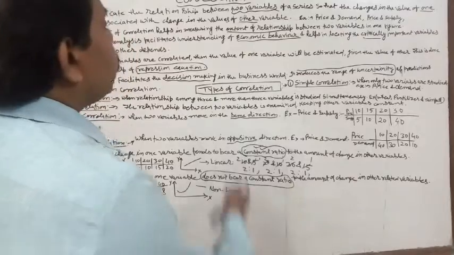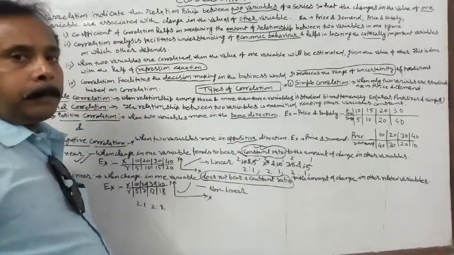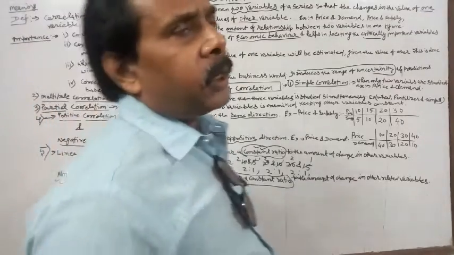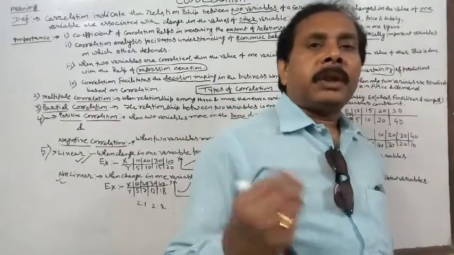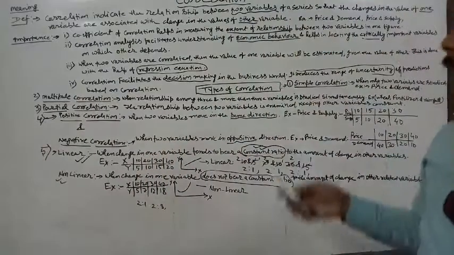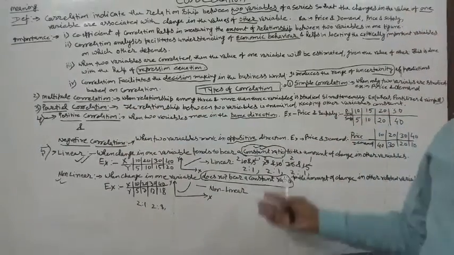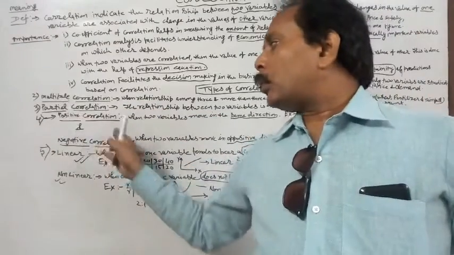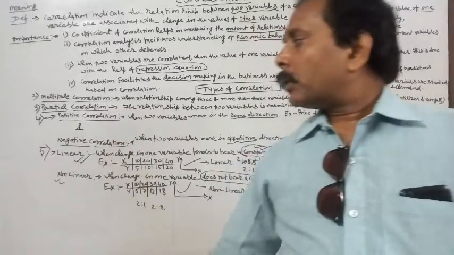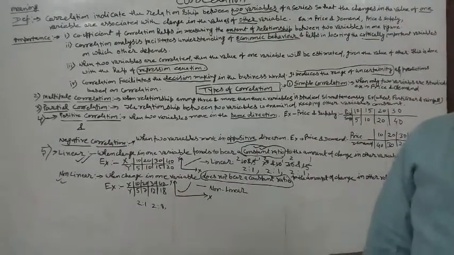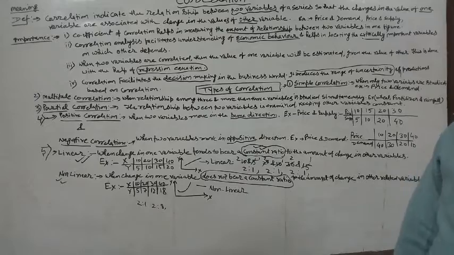Now come to the types of correlation. Correlation can be divided into three parts. First, simple, multiple and partial. Second, you can take positive correlation and negative correlation. Third, linear and non-linear correlation.